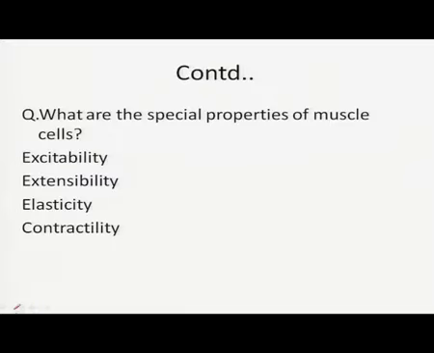Now, what are the different special properties of muscle cell, muscular tissue? They are capable of excitability, then extensibility, elasticity and contractility. So, these are the four special features or properties of a muscle cell: excitability, extensibility, elasticity and contractility.